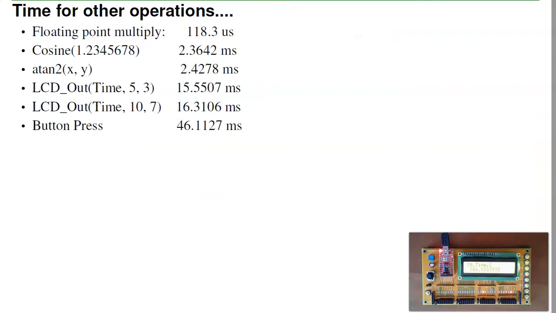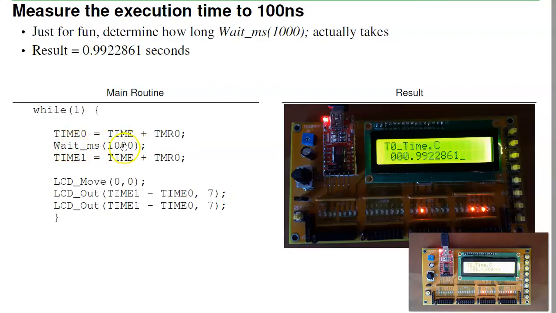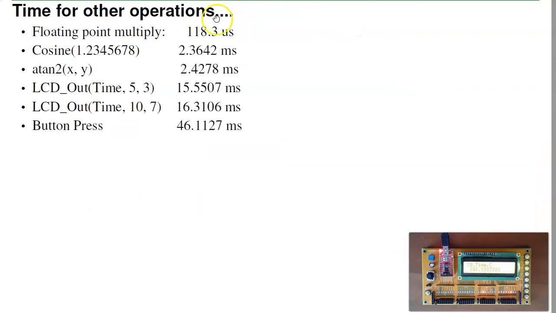Other things I can do. Instead of seeing how long this wait millisecond routine takes, let's do a floating point multiply. How long does it take a PIC to do a floating point multiply? Well, if I just do x equals 1.23456, y is x times 3.462875, put that in the middle, that takes 1,183 clocks to do a floating point multiply, or 118 microseconds. Okay, not a lot, but it does add up. If I want to do cosine, cosine takes 23,000 clocks, or 2.3 milliseconds. Arctangent takes 2.4 milliseconds, or 24,278 clocks.